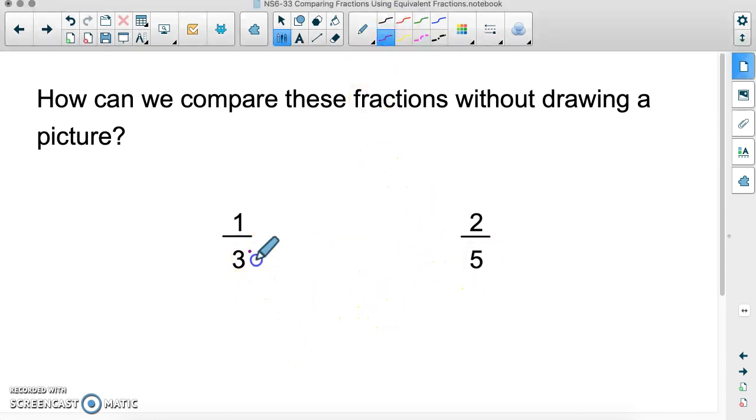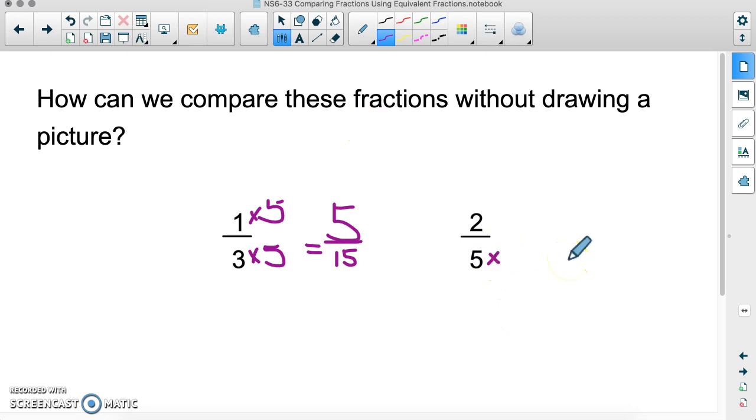So here we're going to multiply this by 5, which is going to give us 15. What you do to the bottom, you have to do to the top, so we're going to multiply by 5. It's going to give us 5/15. Now on this side, I'm going to multiply this side by 3 now.